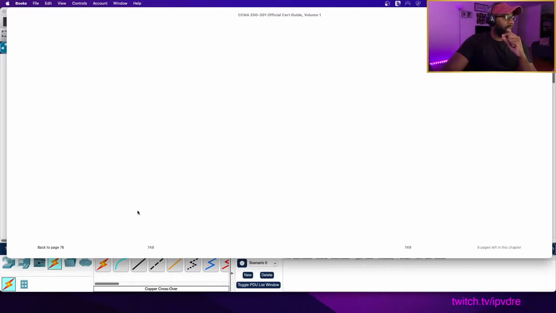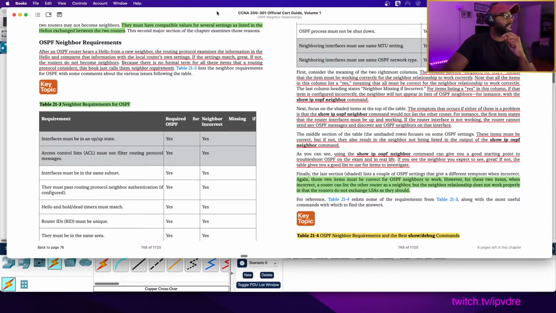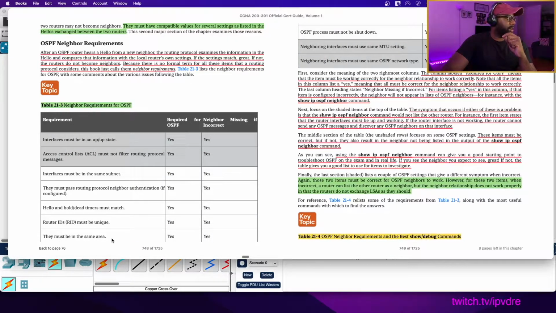They must be in the same area, right? If they're not in the same area, then you have an issue, because that's going to cause some problems with the LSAs and stuff like that, right? The OSPF process must not be shut down. Obviously, if you have a process shut down on either one of the routers, there's no OSPF process running, no OSPF neighborships. Simple as that.